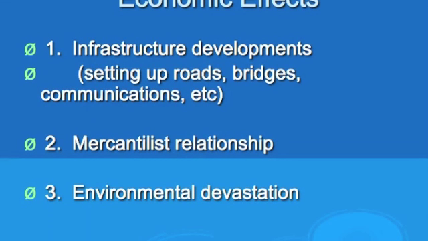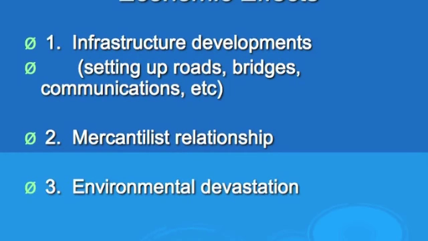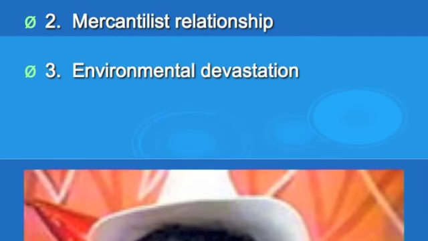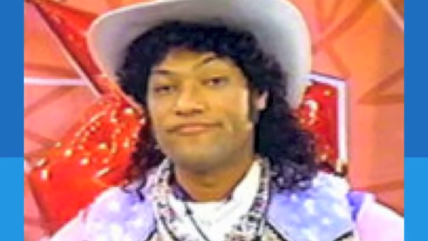Economic effects, some were negative and some were positive. There was an increased concern with building the infrastructure of the colony, meaning building roads and bridges and communications. Often it was so that they could remove raw materials more easily and with better communication. The mercantilist relationship continued. We discussed mercantilism in a previous unit. And also environmental devastation as they tore down forests for roads or leaked pollution with their factories or things into rivers.